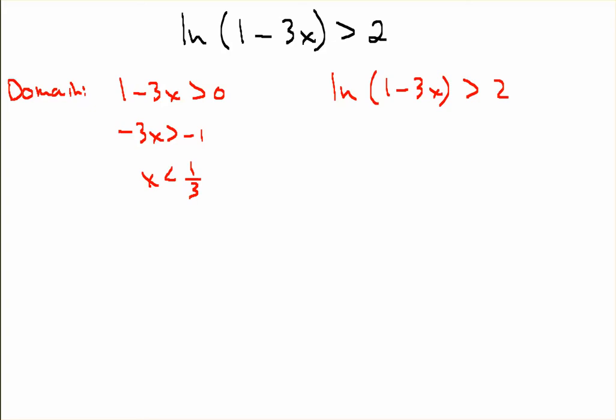e. So let's put an e on both sides then. So the ln goes into the exponent, and this just cancels off completely. So now we're left with 1 minus 3x is greater than e to the 2.